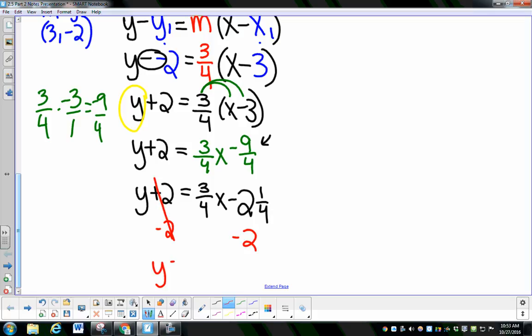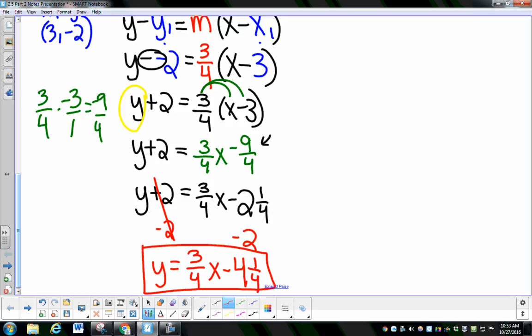And we are left with y equals 3/4 x. And then we've got negative 2 1/4 minus 2. So that's minus 4 1/4. And you can leave a mixed number here right now. It's minus 4.25. That's fine. So that's one way of getting that equation into slope-intercept form.